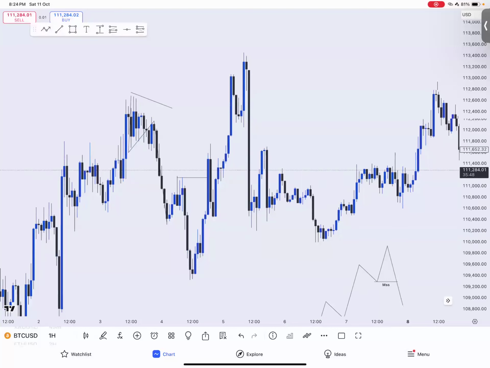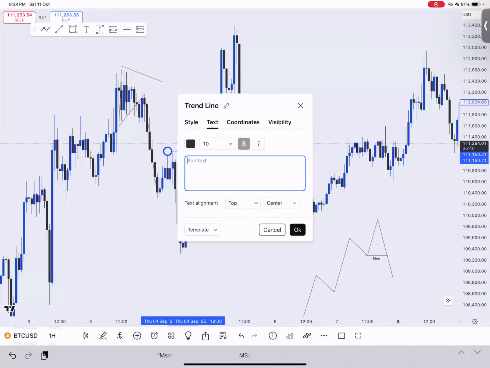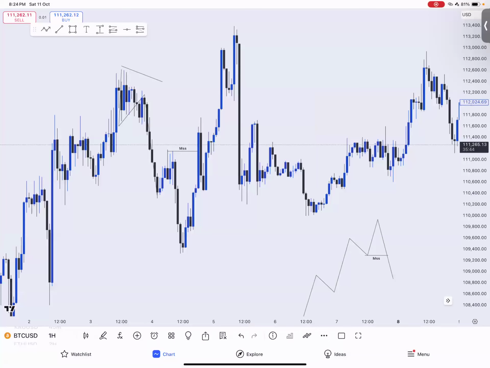So this is an example of a structure shift. This was a downtrend and it consists of what? Lower highs and lower lows. The moment price disrespected those lower highs and lower lows and made this higher high instead, then you got yourself a market structure shift.